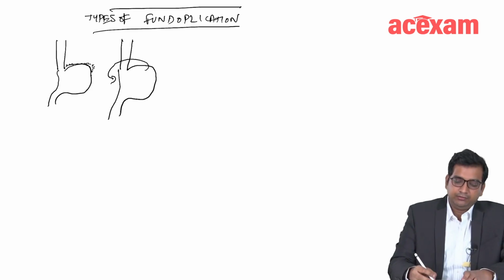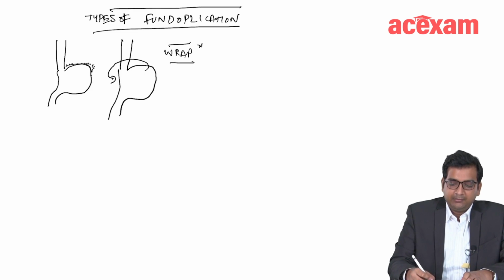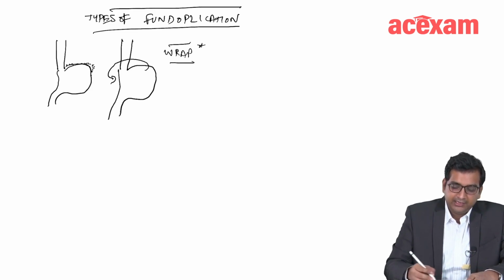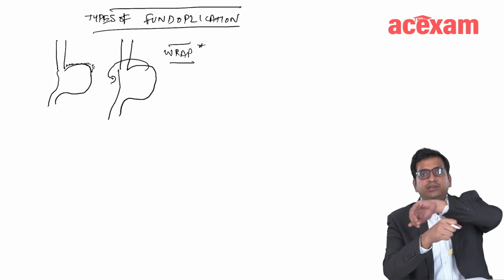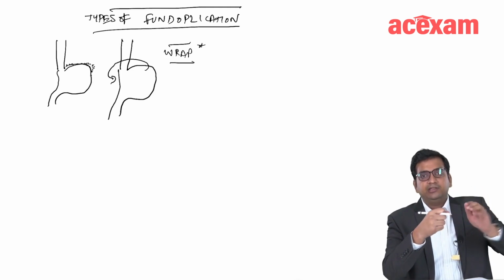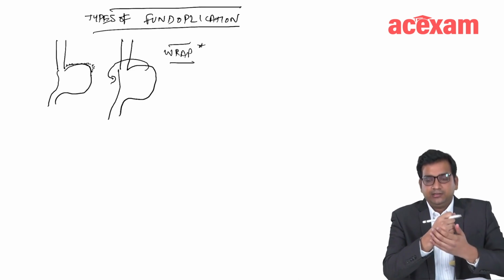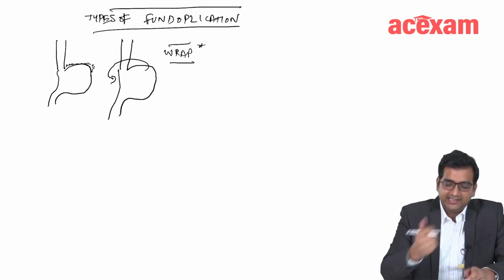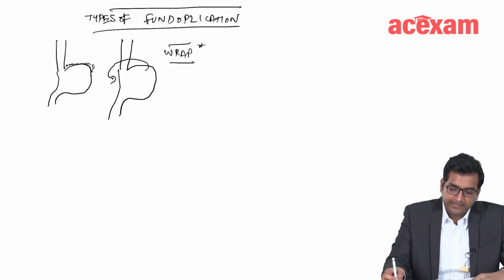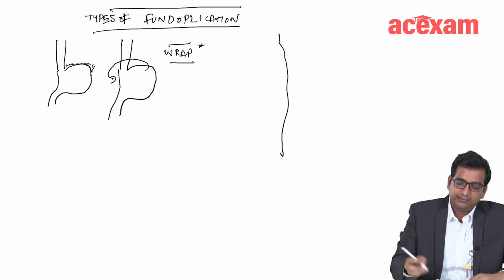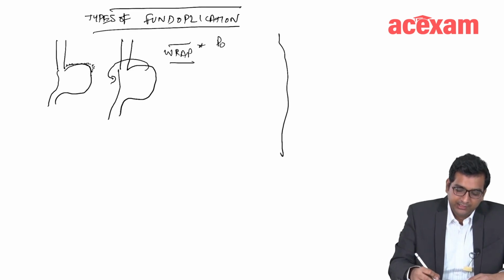Okay, so it is also known as wrap surgery. We'll form a wrap, and if we are taking the fundus from posterior to the esophagus, this will be known as a posterior wrap, and if we are taking it anteriorly, we'll call it an anterior wrap. Okay, so now there can be posterior wraps or there can be anterior wraps.